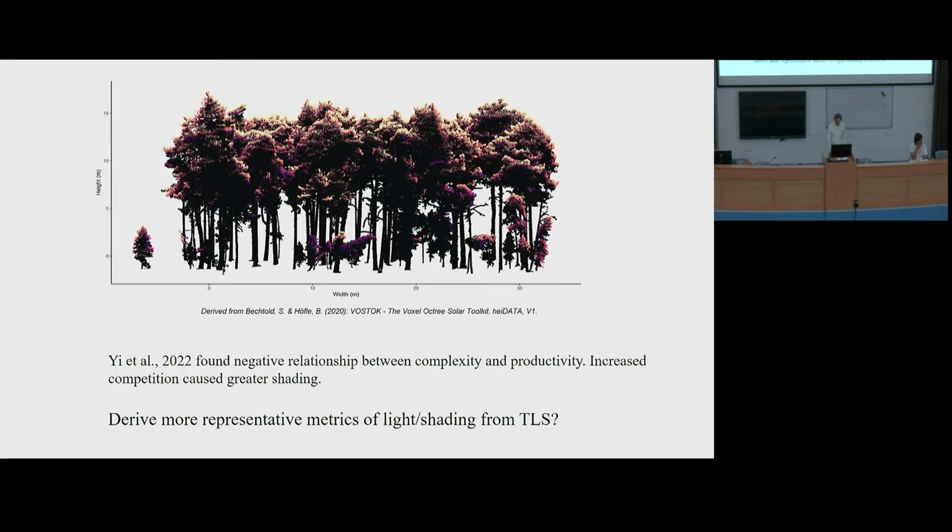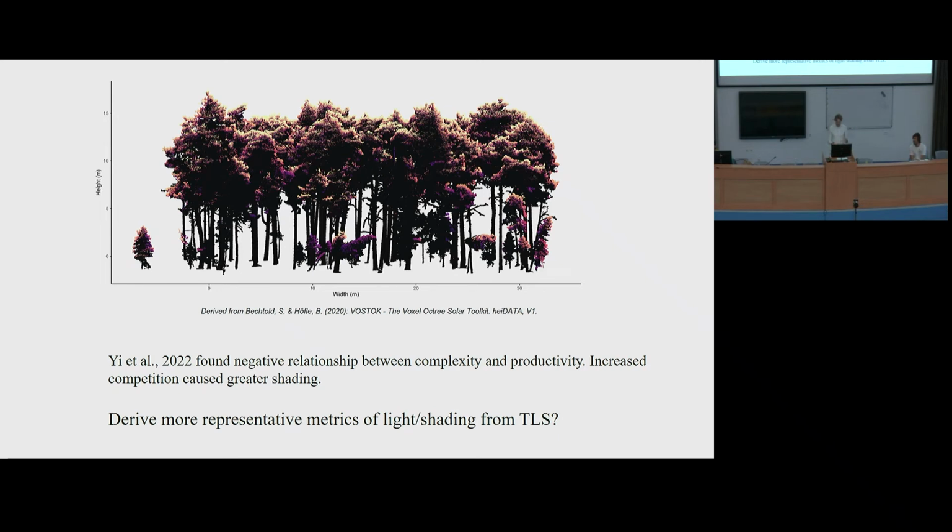And I just wanted to go a bit further with this and potentially talk to you guys about the mixed results from the literature. There's actually been a recent negative relationship found between complexity and productivity, because as complexity increases you get more competition, like asymmetric competition in ecology from bigger trees, and therefore more shading, so productivity is actually lower.